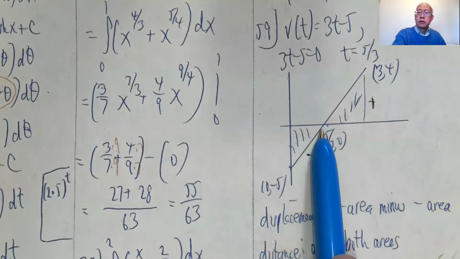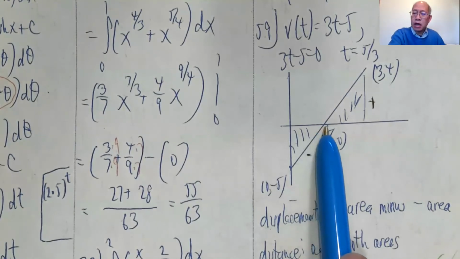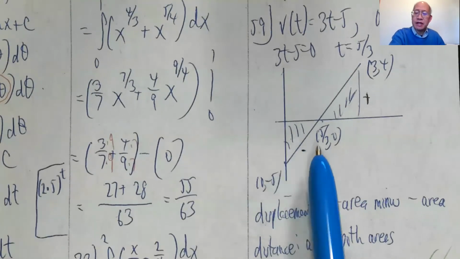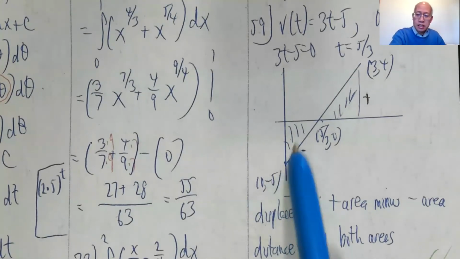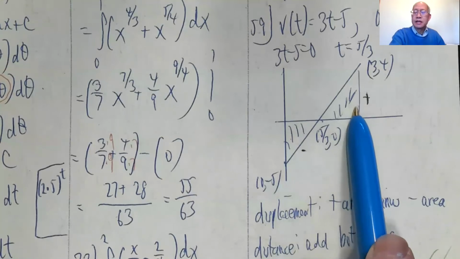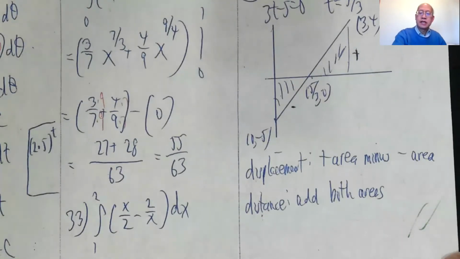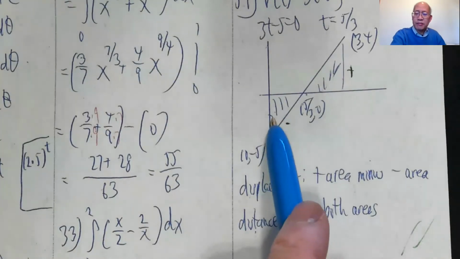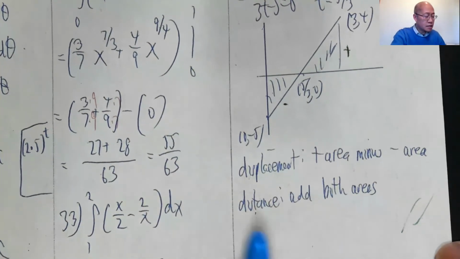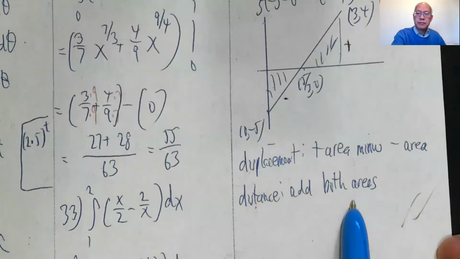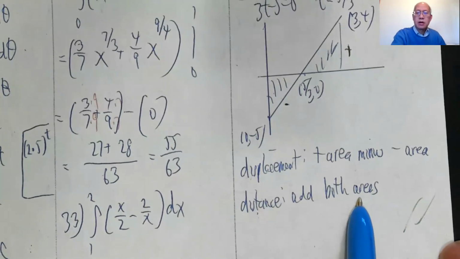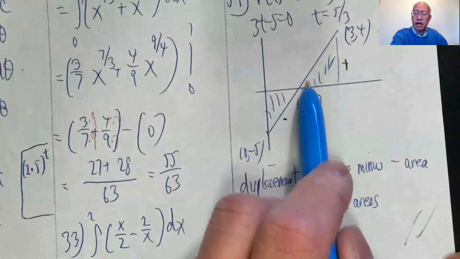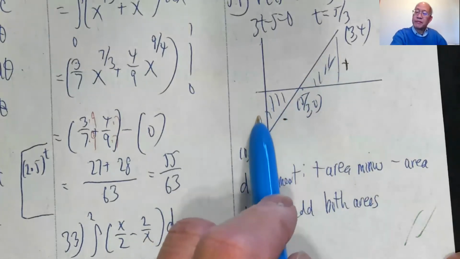So if I want the total distance that I traveled, I count both of these areas as positive. If I want the displacement, the negative part would be this area, and the positive part will be this area. So again, displacement is the positive area minus the negative part of the area. For the total distance, you simply add both areas. I'll leave that to you to figure out, but you can find this area with 1/2 base times height. This area is 1/2 base times height.